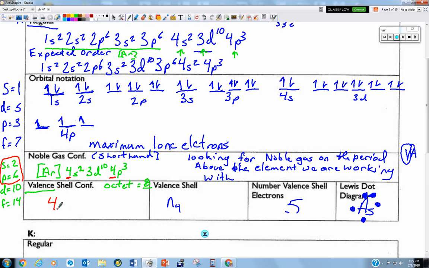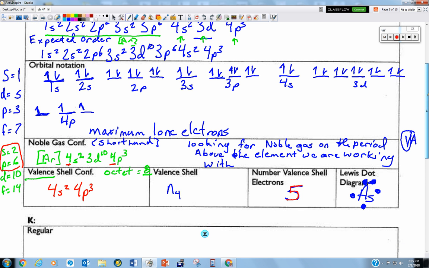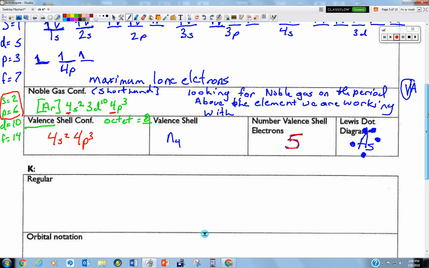So the valence shell configuration is going to be 4s2, 4p3. Now, 2 plus 3 is 5. So remember, we had 5 electrons around on the Lewis structure. The other thing to notice is we have one set that's paired and 3 individuals. We're always going to fill the maximum number of opens before we close it off.